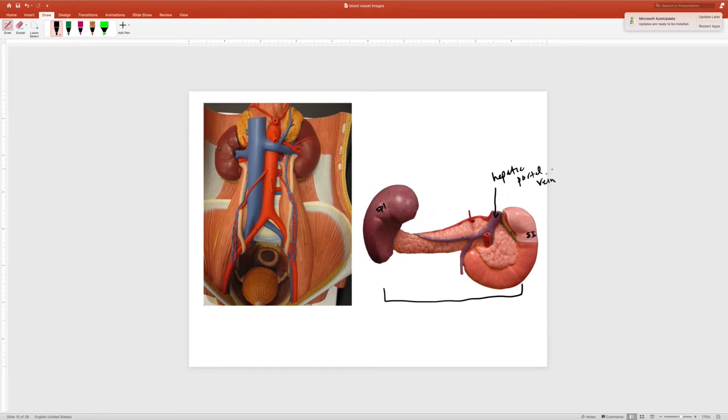This would be the superior mesenteric vein, just to orient ourselves. So remember, the superior mesenteric vein drains into the hepatic portal. So does the splenic vein, which we have here. And then the inferior mesenteric drains into the splenic vein.